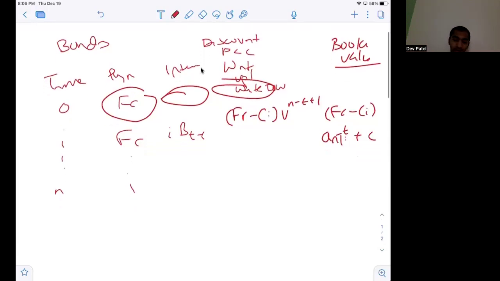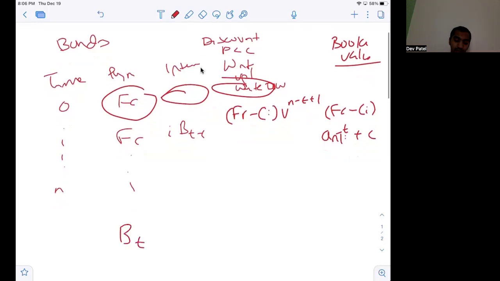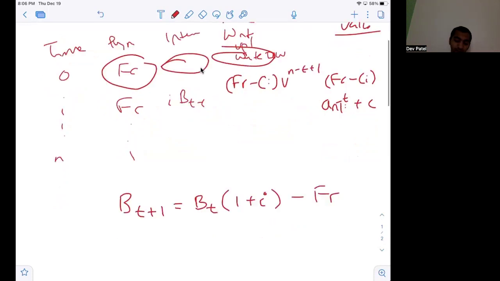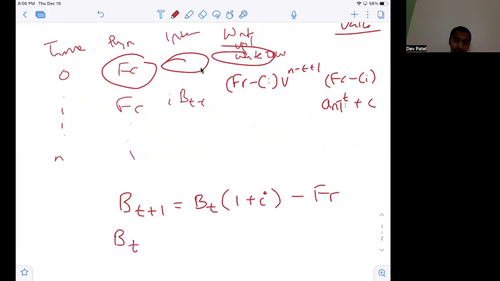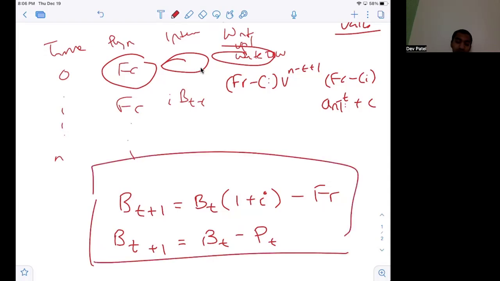If we're at time t, we know that the book value at time t plus 1 is going to equal the book value at time t times (1 + i) minus that payment value. And we also know that the book value at time t plus 1 is going to equal the previous book value minus that write up or write down amount. And so we know these two equations hold true. We can use that to solve many of these book value problems.